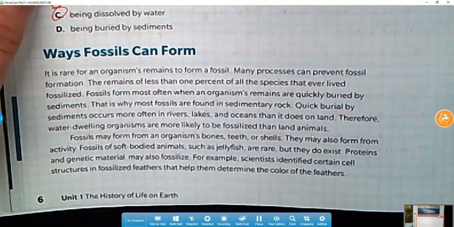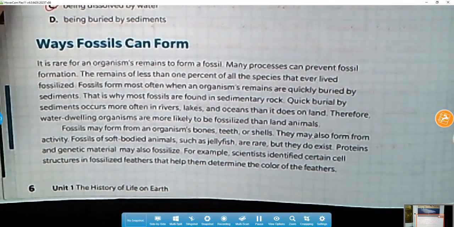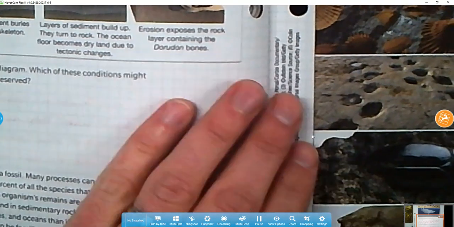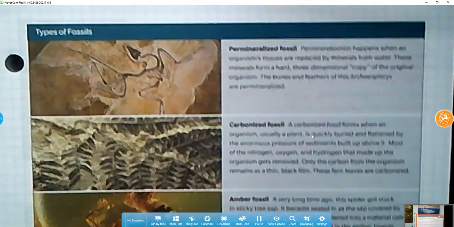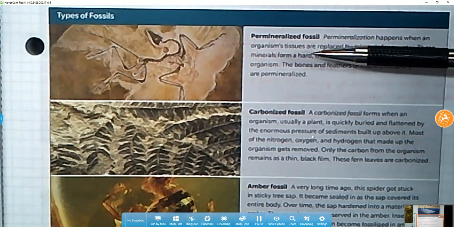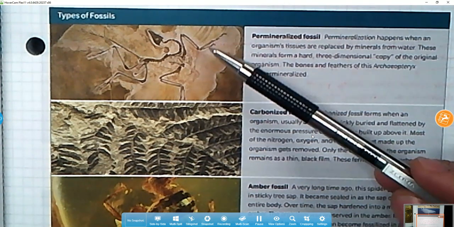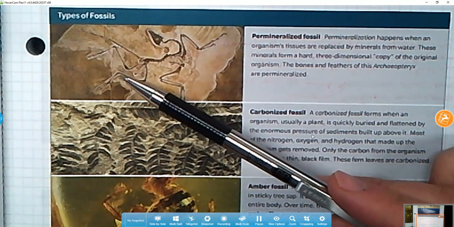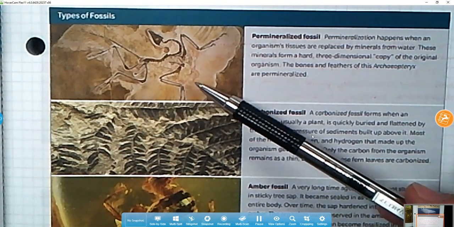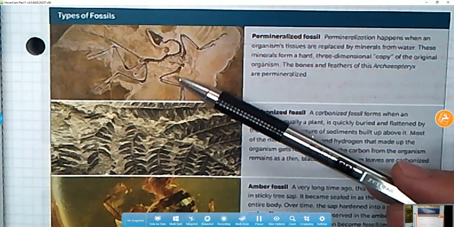And depending on what area you're in, you can find different types of fossils. We have fossils here in Kansas, and I'm going to show you a fossil from around this area in just a little bit. But we have different types of fossils here. So we have permineralized fossils. This is a pretty famous fossil, and we're going to talk about this one in a little bit in the coming days. But this is one that's kind of a hybrid between a dinosaur and a bird.